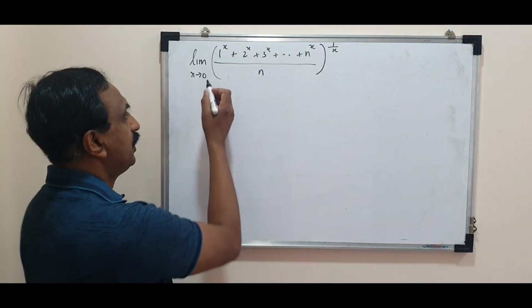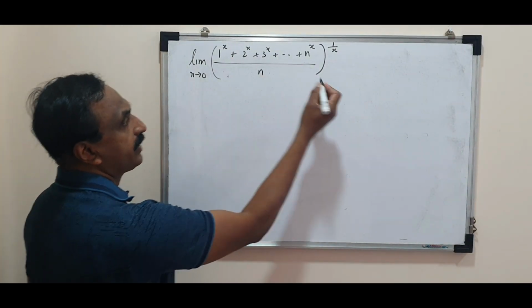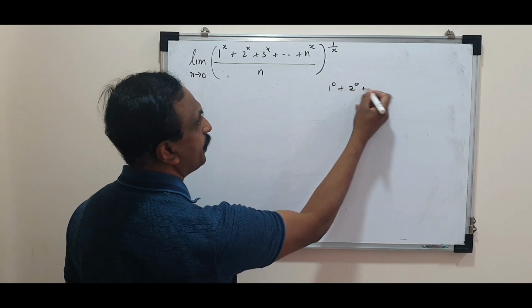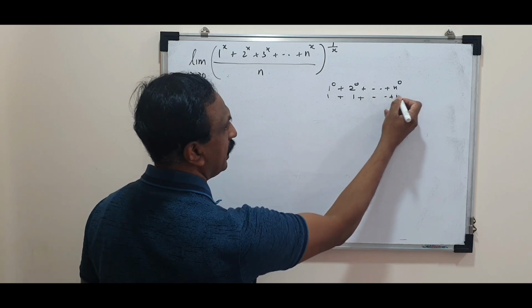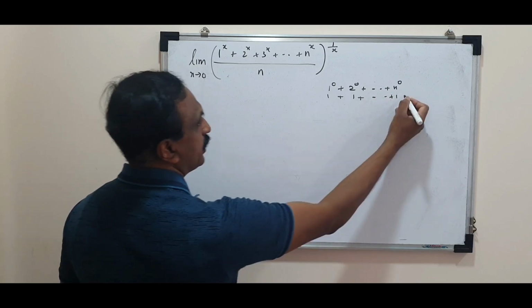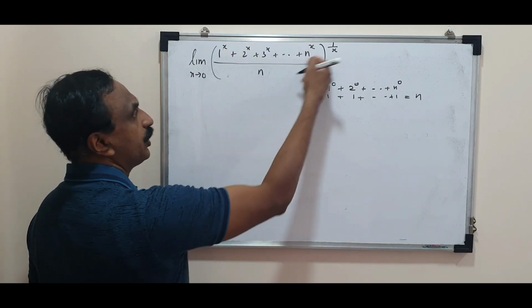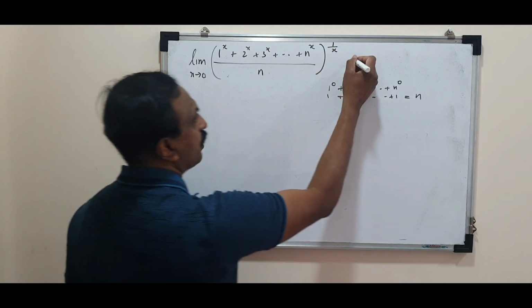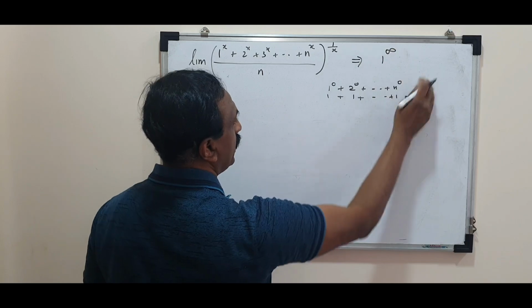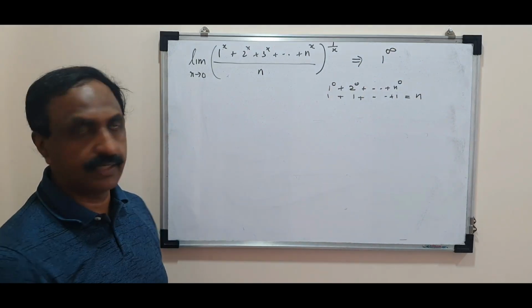Interesting problem. When I put x as 0, you will get 1 raised to 0 plus 2 raised to 0 plus etc. n raised to 0. That is 1 plus 1 plus n times. So this will become n. So the numerator becomes n. n upon n is 1 and this is of the form 1 raised to infinity. Hence, we can apply the formula that I have taught you.